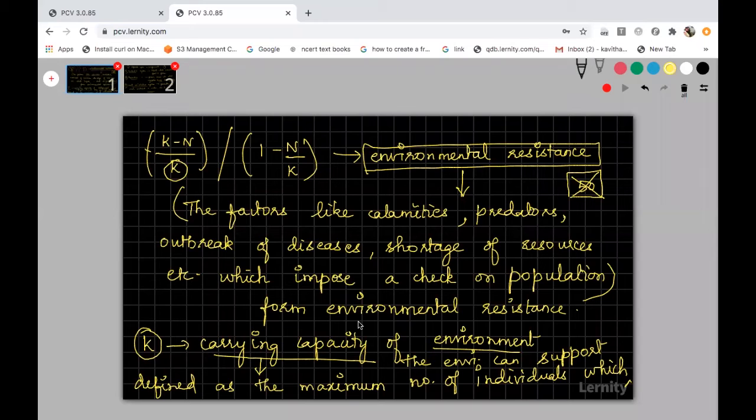Finally, if you want to conclude which one of the growth models or growth patterns is a stable one or a realistic one, can you answer? Exponential growth or logistic growth? Which among these two growth patterns is the stable one, which can protect the environment, which can maintain the ecological balance? Yes, it is obviously logistic growth.